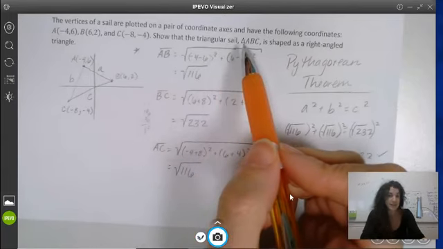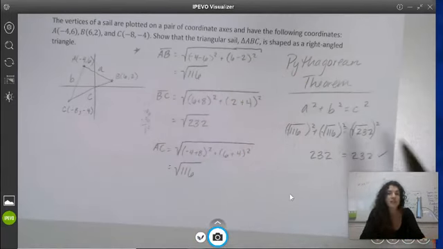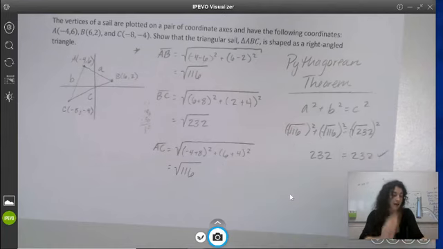All it says is show. It doesn't say, is it a right triangle? It doesn't say, explain to me why it is a right triangle. It just says, show. You have shown that it is a right triangle.